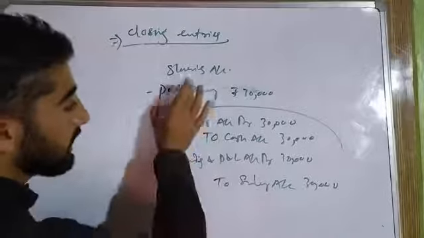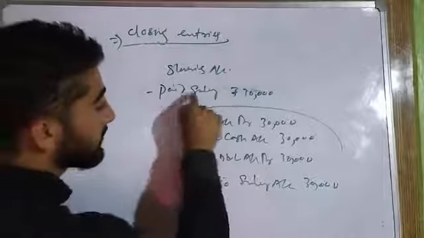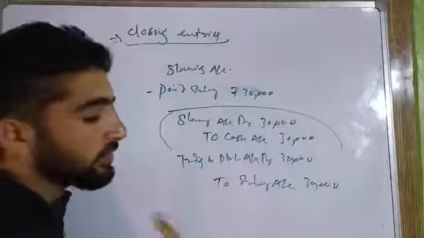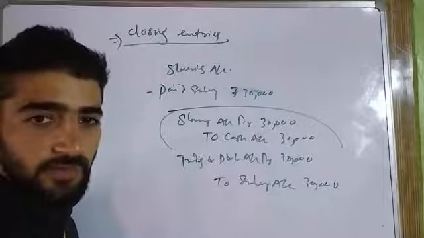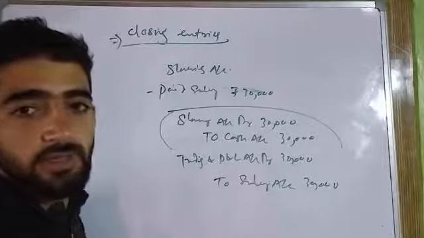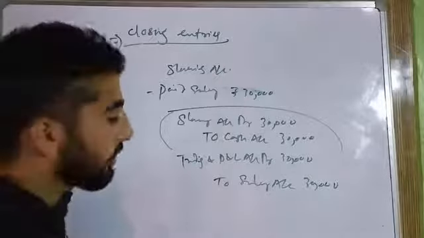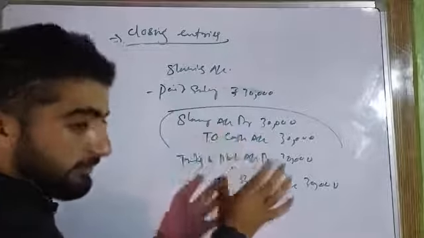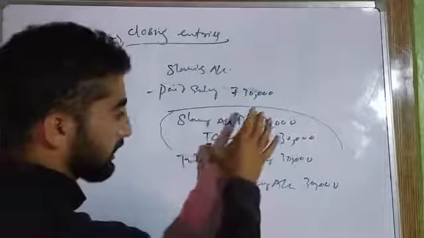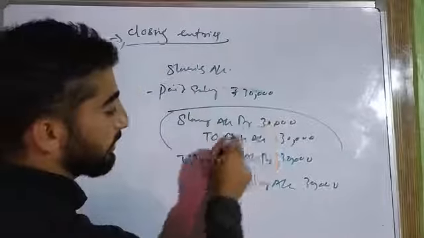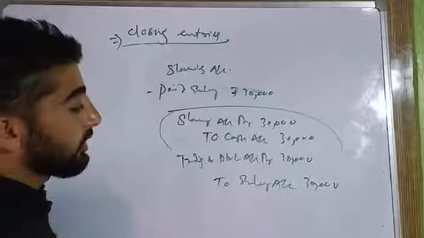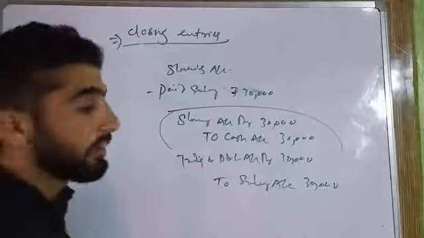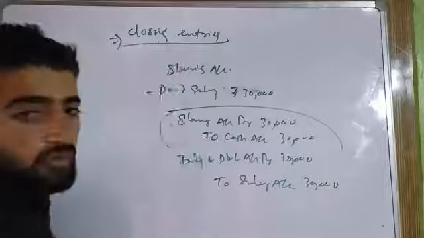For example, salary account is a nominal account. We paid salary rupees 30,000 on whatsoever date, 31st August, 31st March, 1st January, etc. For example, we paid salary 30,000. At that time, we recorded the transaction in the journal just like this: salary account debit to cash account. But now, in order to close this salary account and transfer its balance to trading and profit and loss account, what will we have to do? We will have to do a closing entry.